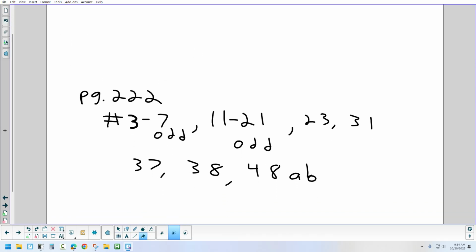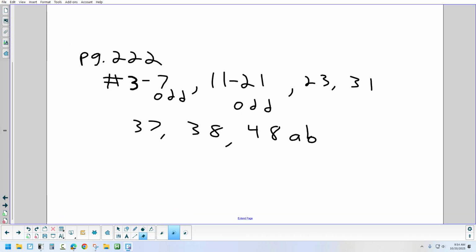Okay. So that's the homework for tonight. 48A and B, that's the mixture problem. You should be able to do 48A. We might have to do 48B together in class.